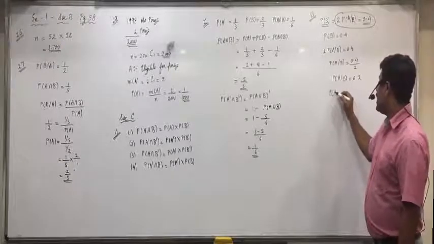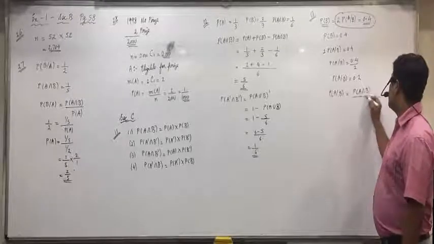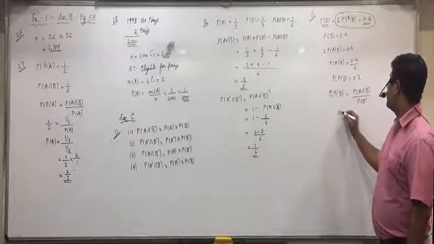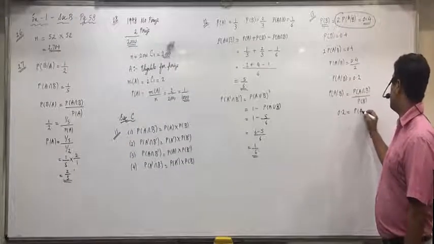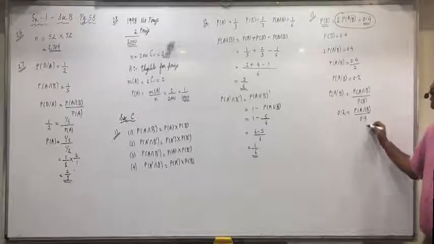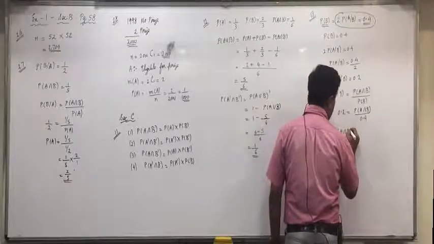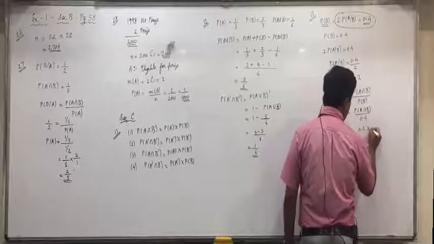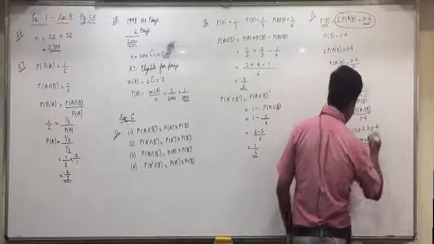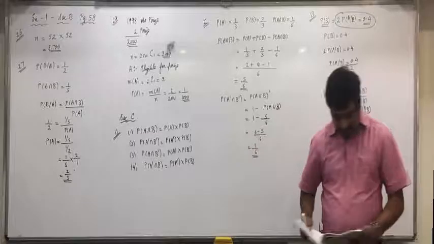So P(A|B) will be equal to P(A ∩ B) upon P(B). What is P(A|B) we obtained? 0.2. P(A ∩ B) we have to find. What is P(B) we obtained? 0.4. So P(A ∩ B) will be 0.2 into 0.4, 0.08. Did you understand this?